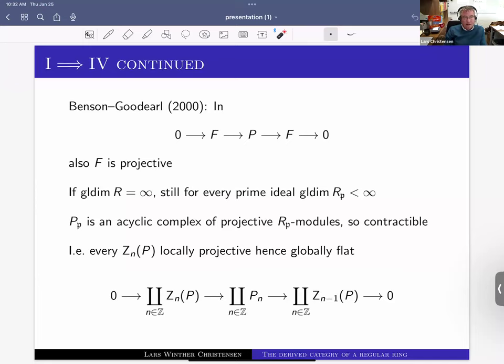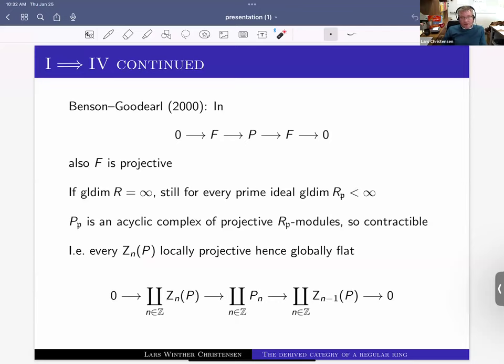So the assumption is that the ring R is regular. So locally at every prime, I'm dealing with a regular local ring, so the global dimension is finite. And when I localize my acyclic complex of projective R modules at the prime P, well, then I get an acyclic complex of projective R_P modules. And because of the finiteness of the global dimension, well, that complex of R_P modules is contractible. So what this tells me is that locally at every prime, the cycle modules in P are projective.